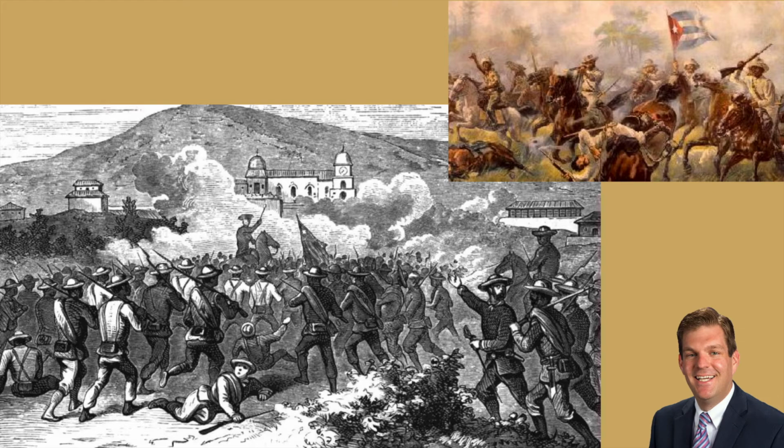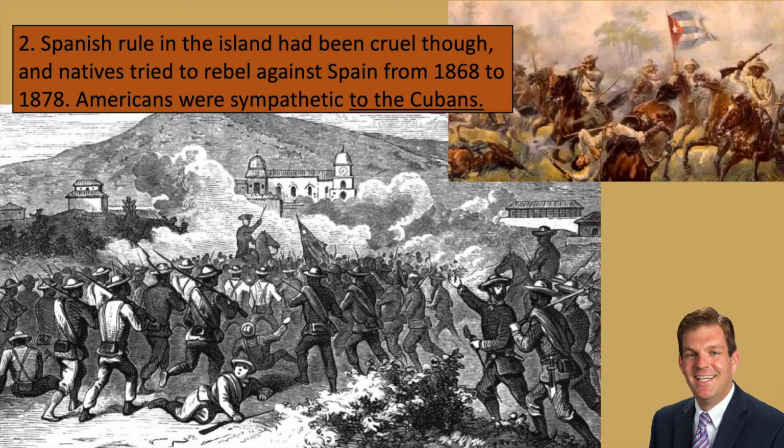The United States had long been interested in Cuba. President Franklin Pierce, in the years before the Civil War, tried to buy the island from Spain in 1854, but Spain said they would rather see the island sunk into the water than have America have it. Spanish rule for the island had been cruel, though. The Spanish were known as really cruel rulers in this era, and natives tried to rebel against Spain in 1868 to 1878 in a 10-year revolution. Americans were sympathetic to the Cuban cause, and the revolt ultimately, though, was unsuccessful.